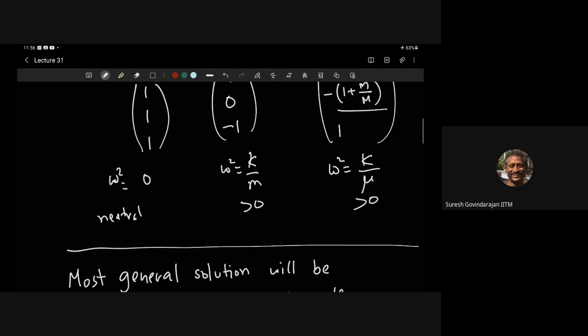So there will always be this one omega squared equal to 0, but then there will be Avogadro number of particles, and it's in 3 dimensions. So it will be 3 times Avogadro number of particles. That many modes will be there, but these will be collective modes.